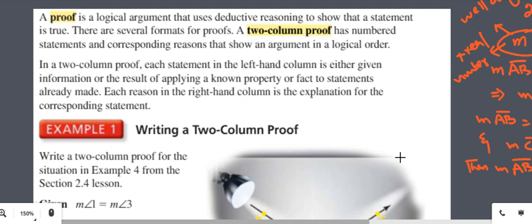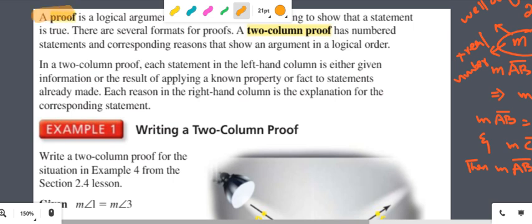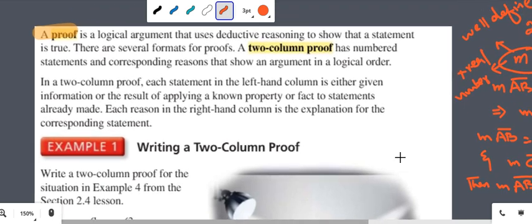Okay, now moving forward, we have a very interesting definition of proof. What is a proof? A proof is a logical argument that uses deductive reasoning. Can you tell me what is deductive reasoning? We are already done with this.